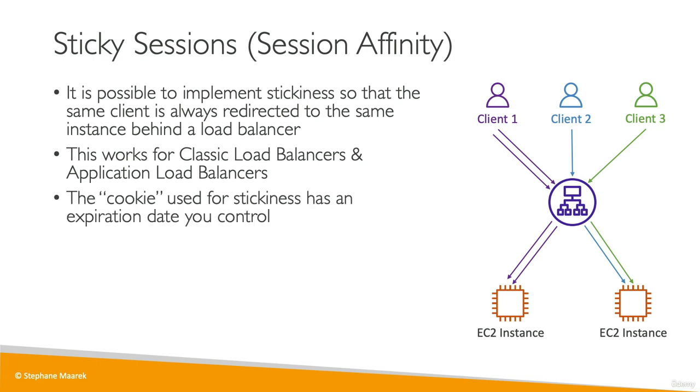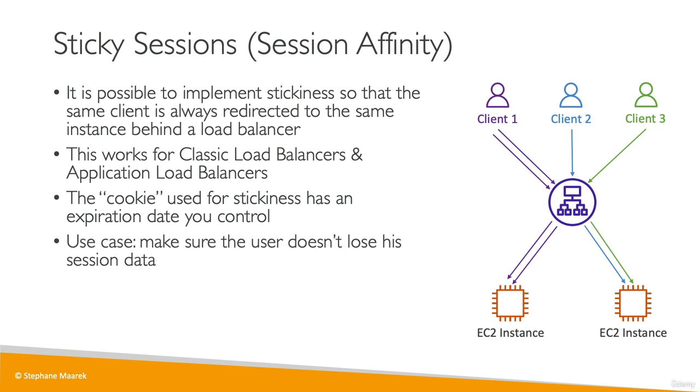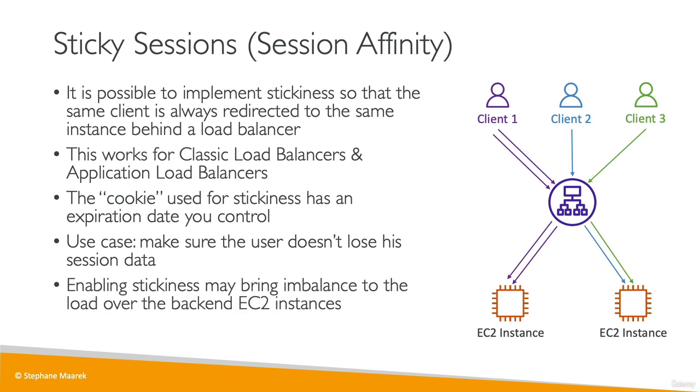And how does it work? Well, there is a cookie that is sent as part of the request from the clients to the load balancer, and it has stickiness and an expiration date. That means that when the cookie expires, the client may be redirected to another EC2 instance. The use case is to make sure that the user is connected to the same backend instance in order not to lose session data, such as the login of the user, for example. But if you enable stickiness, it may bring imbalance to the load over the backend EC2 instances in case some instances have a very, very sticky user.